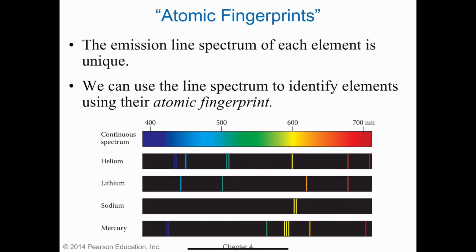So I talked about how each element will have its own unique spectrum, and we call it basically an atomic fingerprint. So the emission line spectrum of each element is unique. We had hydrogen on the previous slide, and helium, the next element on the periodic table, is just slightly more complex. It's got eight different lines. At least these are 8 different lines that are in the visible spectrum.